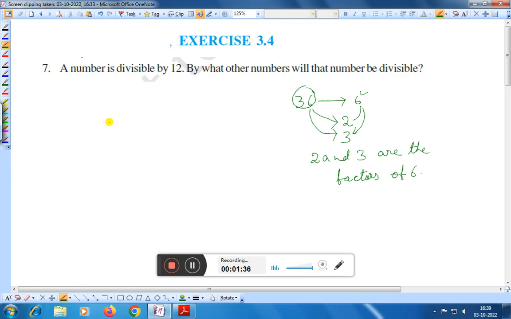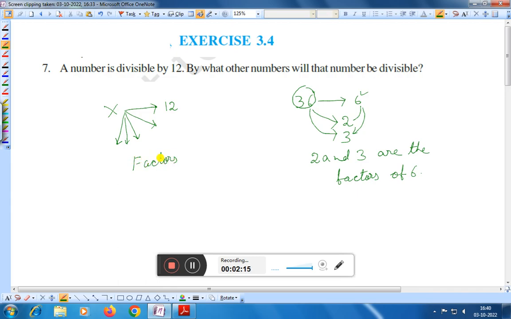In the same way, suppose we have a number we don't know, suppose the number is x, right? x is divisible by 12. Therefore, you can say that x is divisible by the factors of 12 also. That means if a number is divisible by a number, then the same number will be divisible by the factors of that number. What are the factors of 12? We have to find the factors of 12.